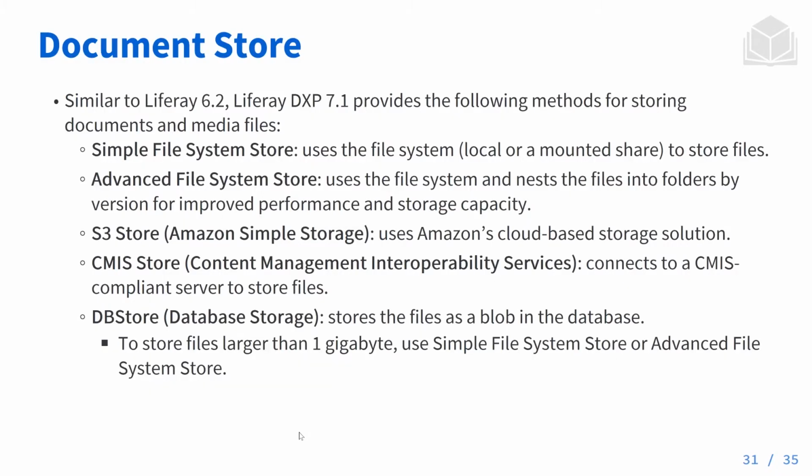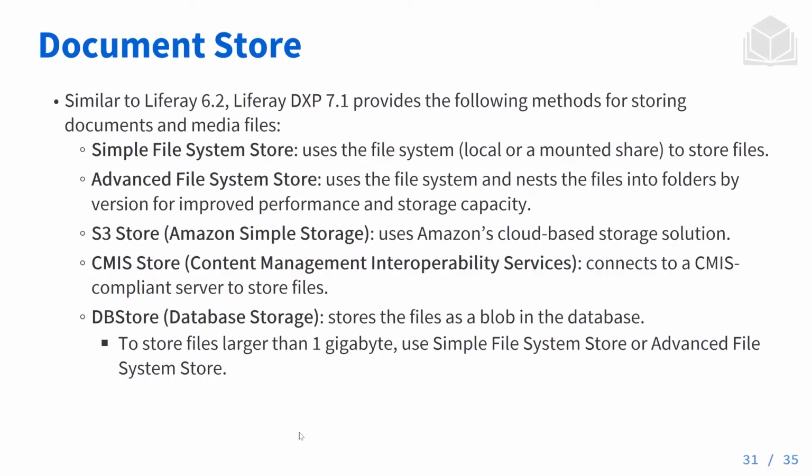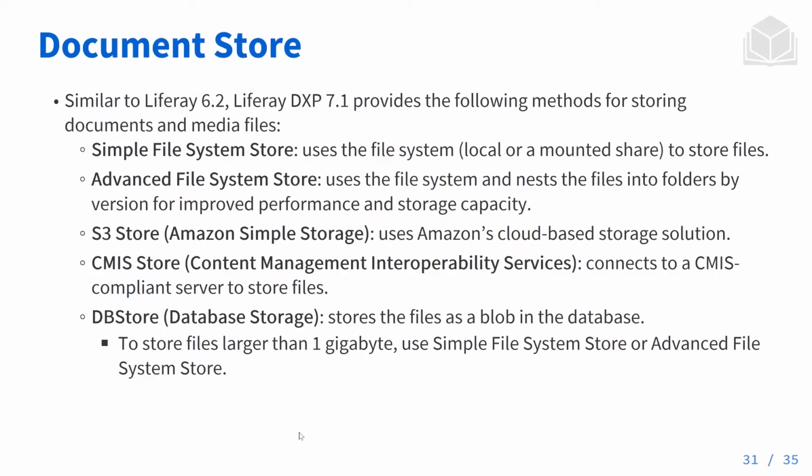Advanced file system store is optimized to allow for more files to be stored and to have better performance. With Amazon S3, you can store everything in the cloud using one of Amazon's AWS services. CMIS connects to a CMIS-compliant server, things like Alfresco, for example. If you already have your documents and media there, Liferay can connect to it. And then finally, the database. You can store stuff in the database, but it's a giant blob. If it gets bigger than a gig, you're going to have to use a different methodology.